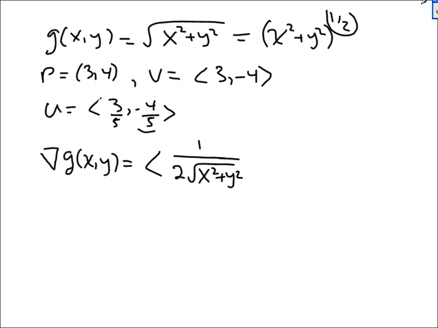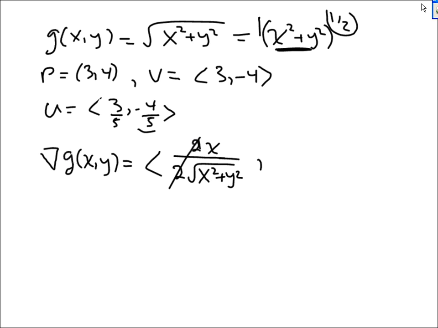So I brought the power down. I made the new power 1 less. Now I have to multiply this by the derivative of what's inside there with respect to x first. And that's 2x. 1 times 2x is 2x. Naturally, the 2's cancel. Now I do the same with respect to y.